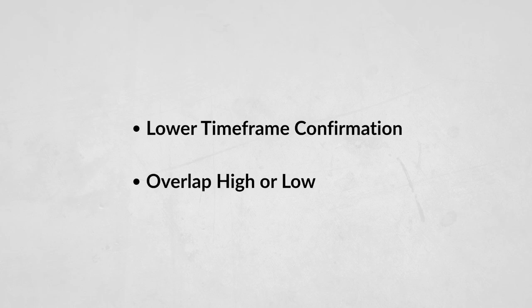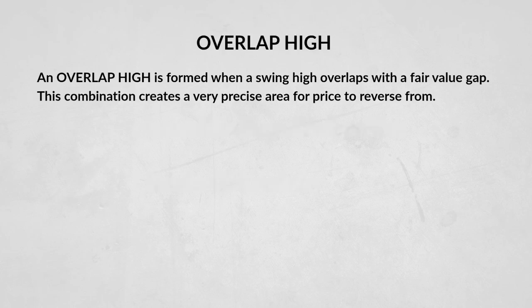So, what is an overlap high or an overlap low? An overlap high is formed when a swing high overlaps with a fair value gap. This combination creates a very precise area for price to reverse from.